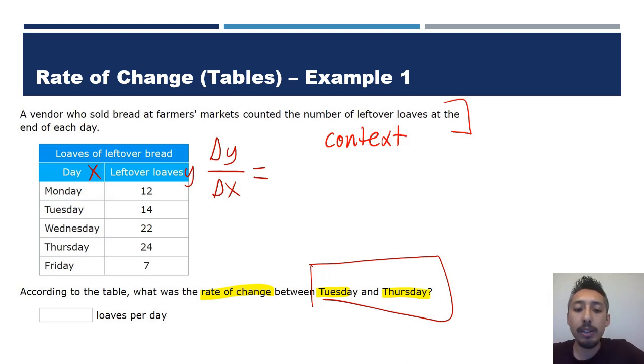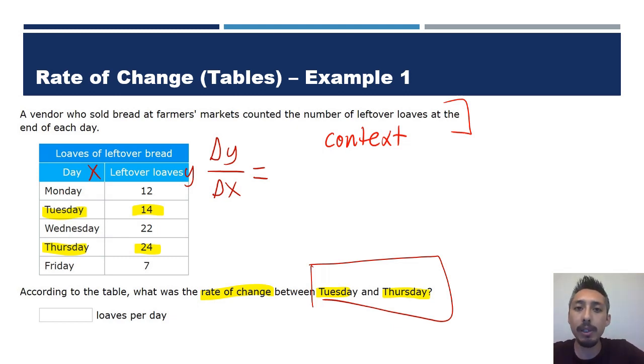We're being asked to find the rate of change between those days, Tuesday and Thursday. Looking back at the table, on Tuesday we know that there were 14 leftover loaves, and on Thursday we know that there were 24 leftover loaves, and that's important for us to know. I'm going to start off with finding the change of X. In this case, it's just a change of the days.